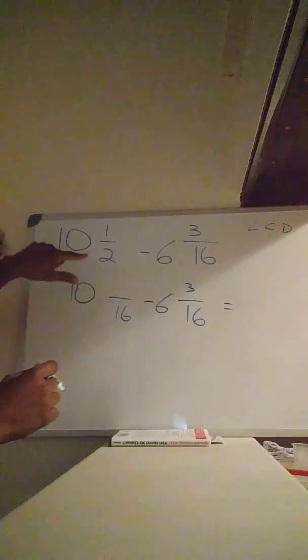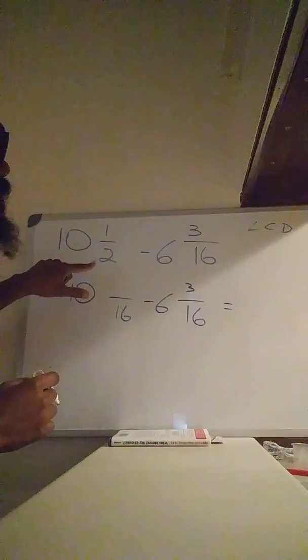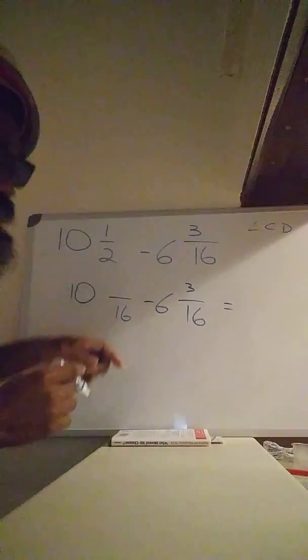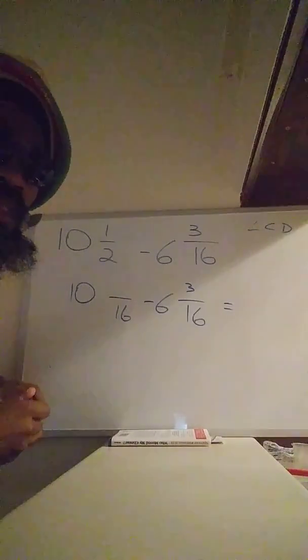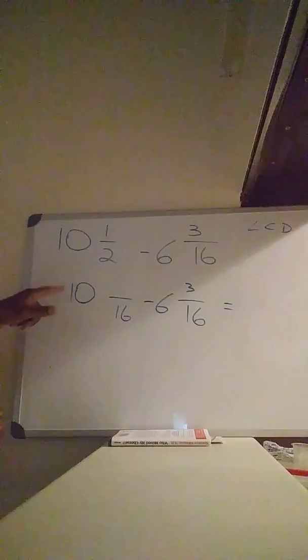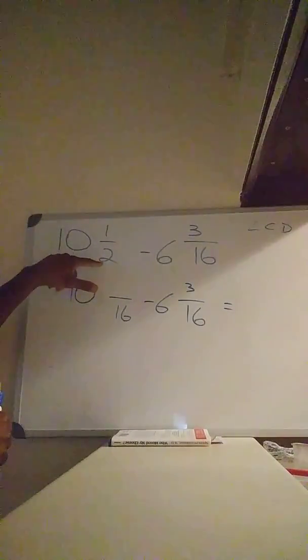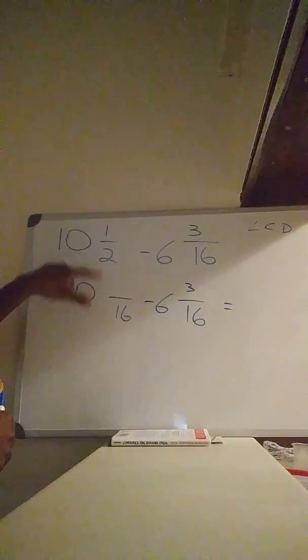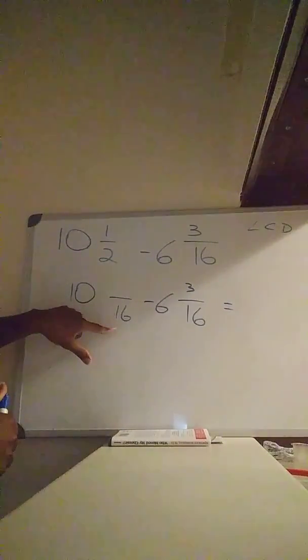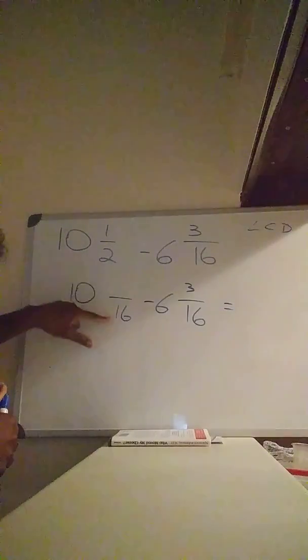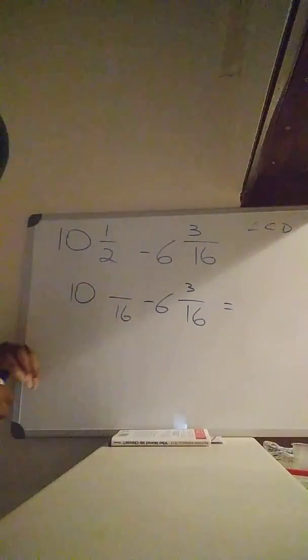So we're going to now raise this first fraction of a half to something over 16. And the way we're going to do that is we're going to look at what we had to do to multiply this 2 to get 16, right? So 2 times what gives you 16? 2 times 8 gives us 16.